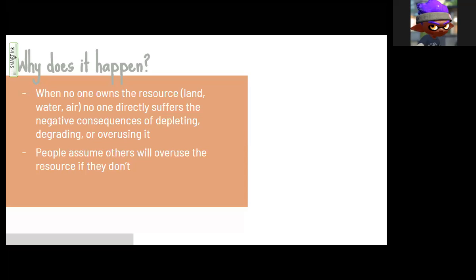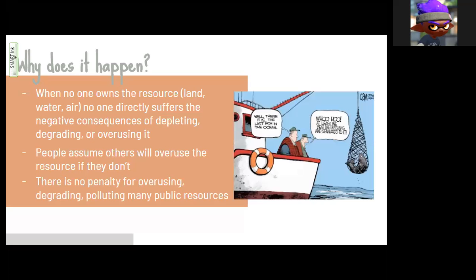All right, so why does it happen? When nobody owns the resource or directly suffers from the consequences, then they assume that if they overuse it, it won't make a big difference. And a lot of times there's no penalty for it. So you have to get these agreements that work in, okay?